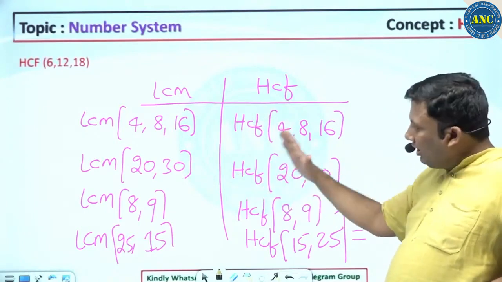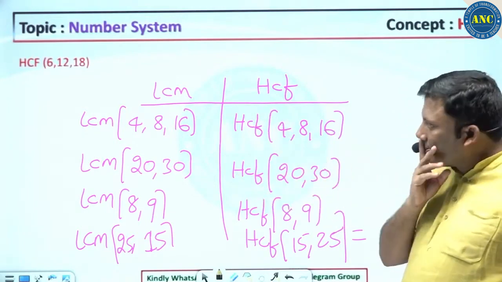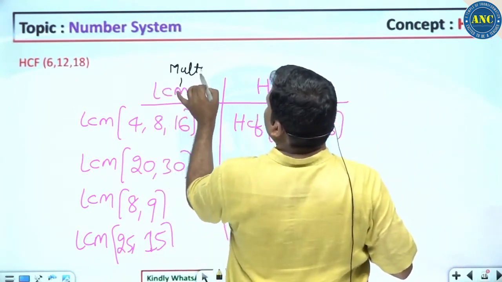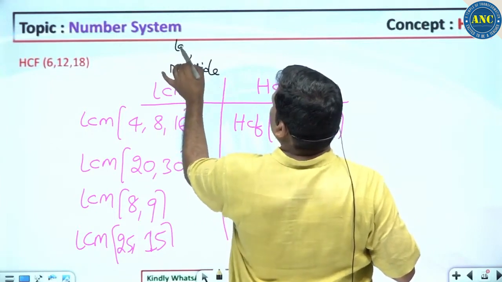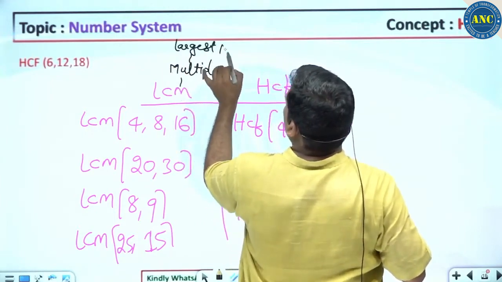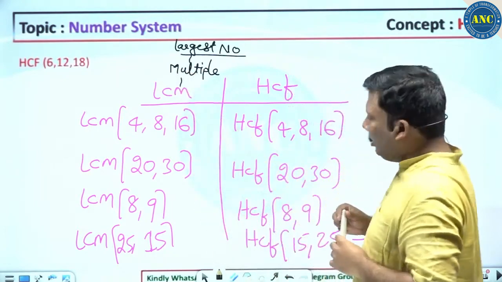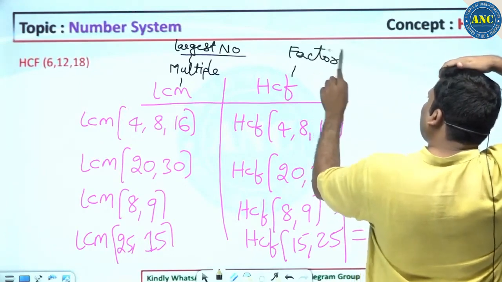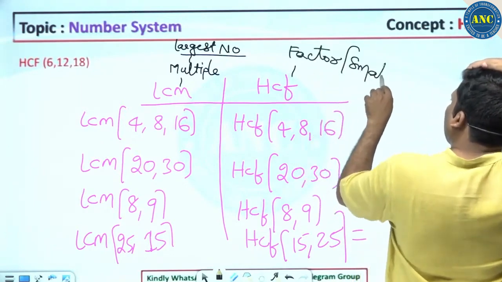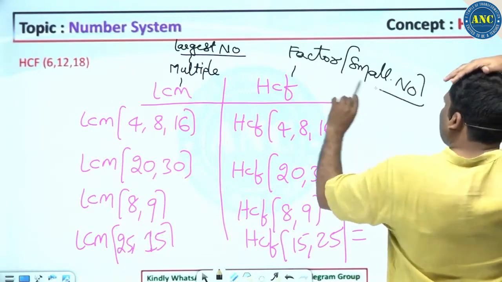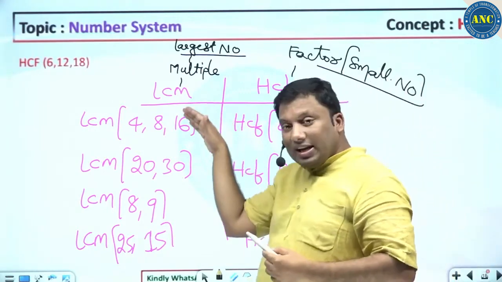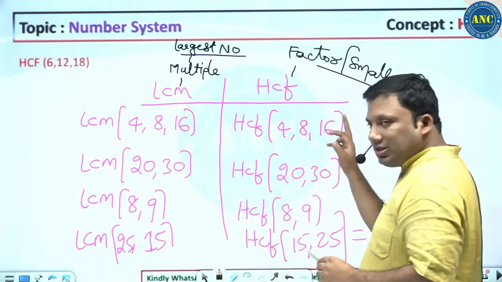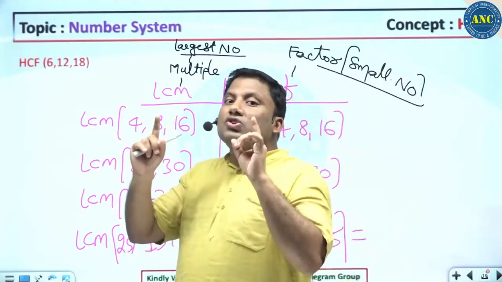Four problems on LCM, four problems on HCF. Same numerical values. In LCM, M stands for multiple. Multiple means largest number. F stands for factor. That means smallest number. That means in LCM, we have to keep an eye on the largest value. In HCF, we have to keep an eye on the smallest value.